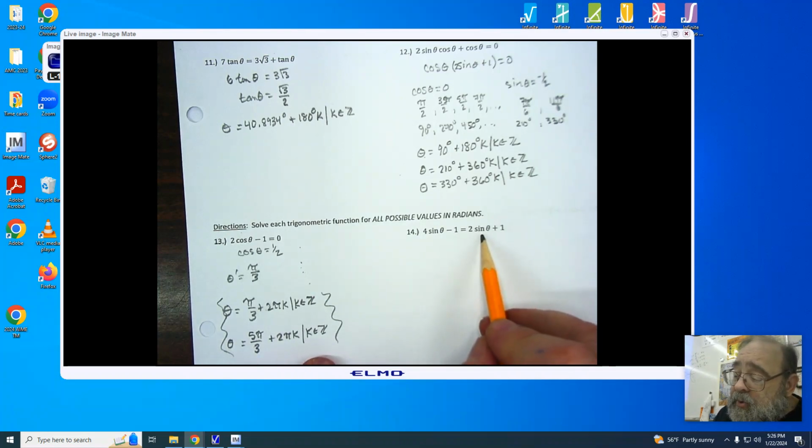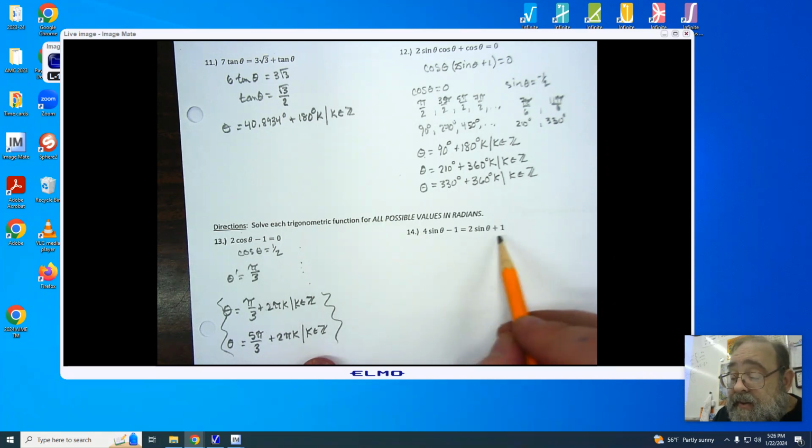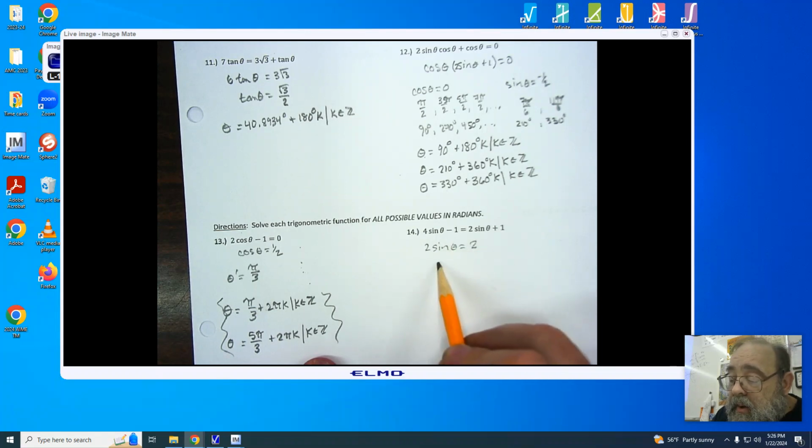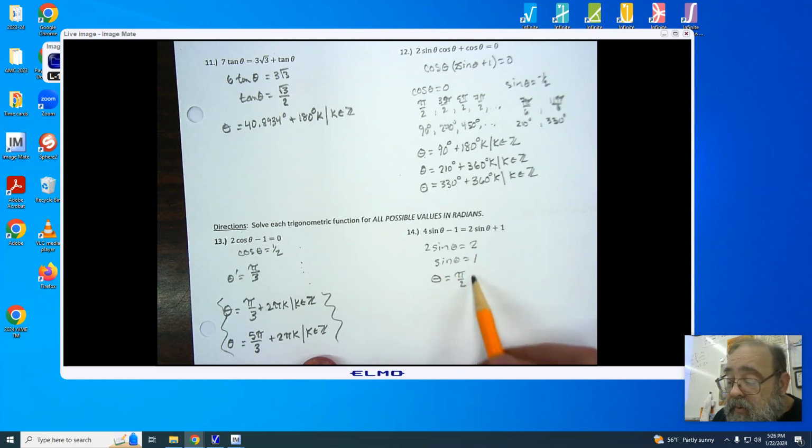I'm going to go ahead and subtract 2 sine of theta. I'm going to subtract a 1, or in this case, I can add a 1. I end up with 2 sine of theta equals 2, which means that the sine of theta is going to equal 1. Sine of theta equals 1 only at pi over 2. So theta equals pi over 2 plus 2 pi k, such that k is an element of the integer set.